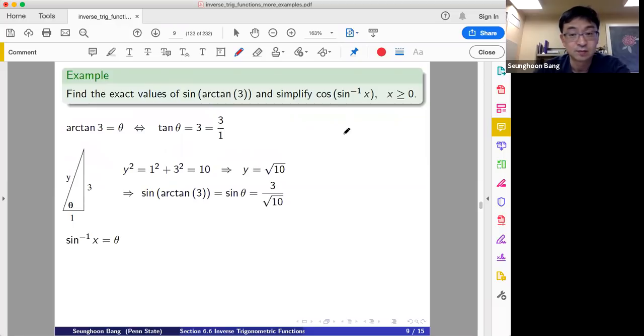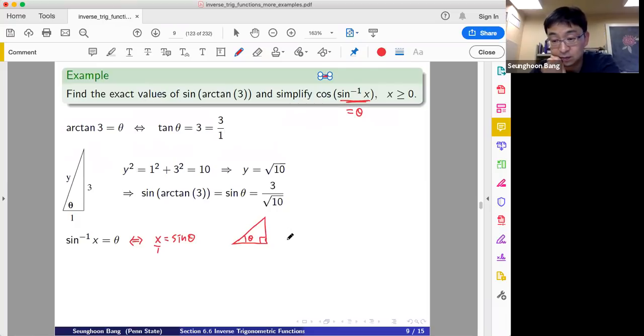The next one. How can we solve this problem? Similar. Inverse sine of x is theta. So next, same thing. You can use the relation between the inverse function and the function f. So we have x equals sine of theta. So this is x over 1. Same, you can draw a right triangle, theta like this.